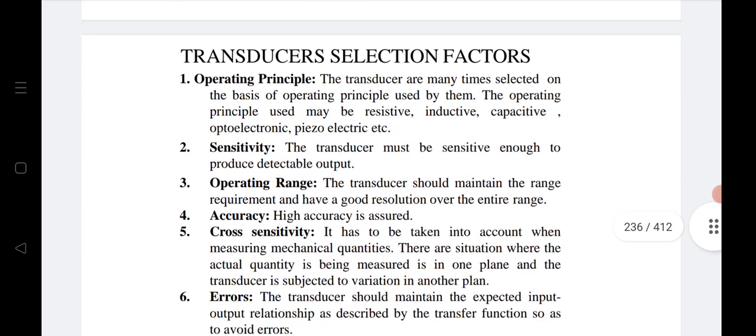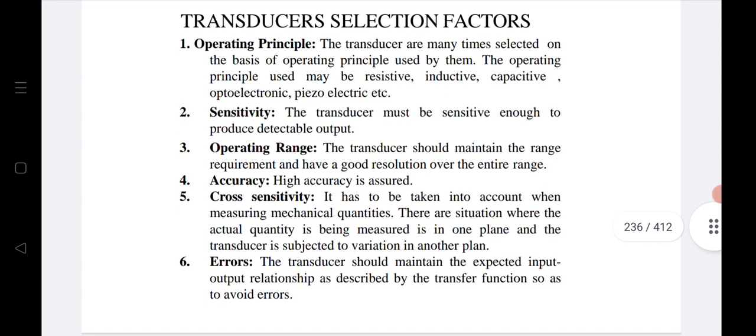Coming to the next important thing, your transducer selection factors. Whenever you are going to select a particular transducer, you should consider certain factors. The first one is your operating principle. Transducers are many times selected on the basis of the operating principle used by them. The operating principle may be resistive, inductive, capacitive, optoelectronic, piezoelectric, etc.